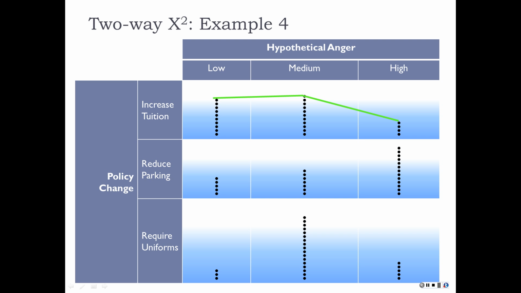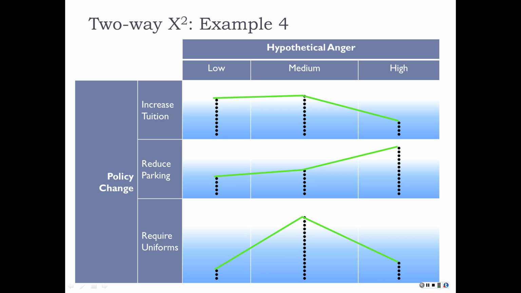The pattern of anger stays more or less the same and then drops. There aren't very many people high. There's a medium amount of low and mediums, and then there's not so many high anger people. And then down here, for reducing parking, the pattern just goes up. It's mostly high anger and not so much anger down here. And then for requiring uniforms, you have mostly medium anger. So these patterns don't appear to be the same.